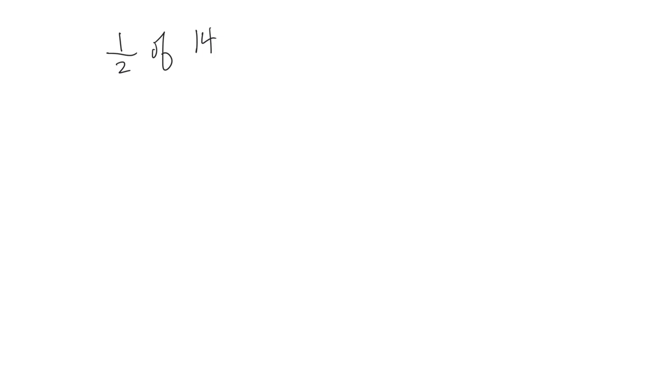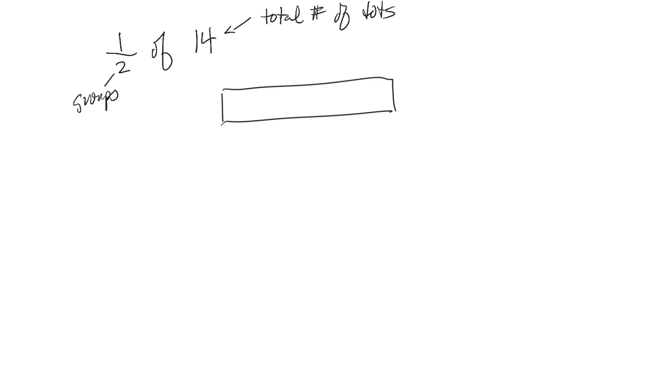Okay, in this question, we want to find what 1/2 is of 14. So the 14 would be the total number of dots or objects. The 2 is how many groups you can make. And so that's the first thing I would do, I'd make 2 groups. So here's a group, here's another group. And what I have to do is split the 14 up evenly between these 2 groups.